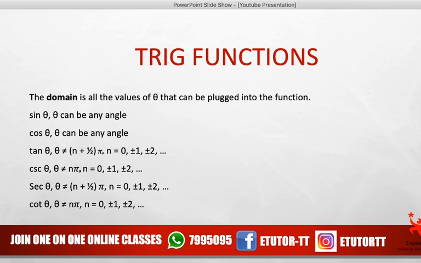SOHCAHTOA, nice, yes, good job. That's a good way to remember it. That's how I remembered it as well in school. SOHCAHTOA. Yes.